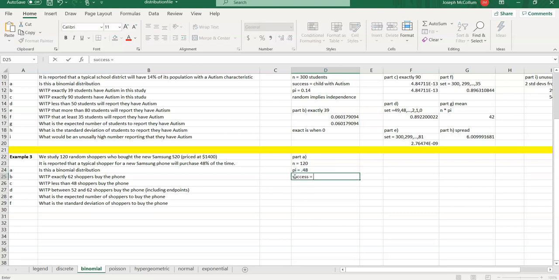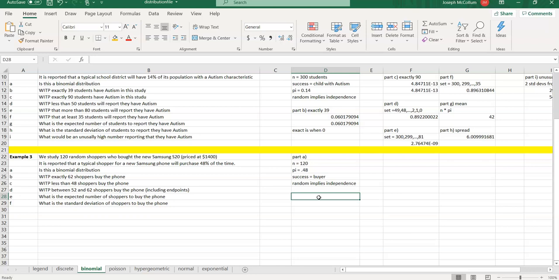A success here is a buyer again. Got it. A person will buy the phone 48% of the time. No problem. And pi, success. Random. Oh yeah, we got random shoppers. That implies we definitely have independence. Independence is a key word when you're doing probability distributions. Oh yeah, we have the binomial distribution.